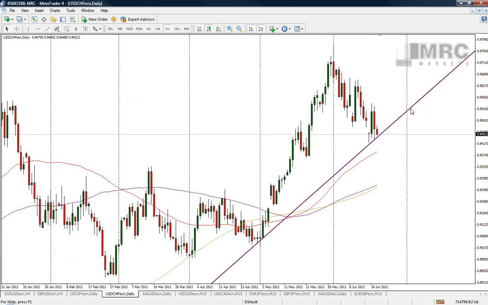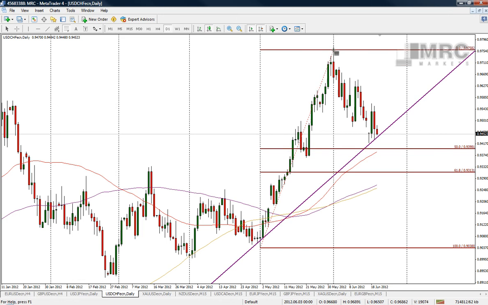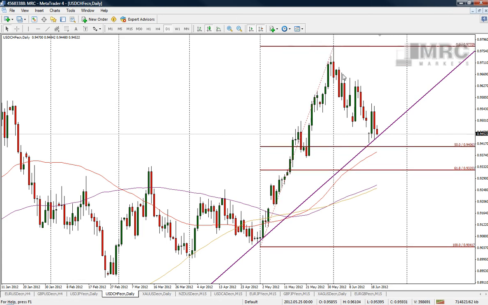Just nick that up a bit. And in terms of the fibs, the fib I'd automatically look at is from that recent dip there to the highs, and we're coming shy of the 50%, but it looks like it's wanting to come back down a bit. But of course you can't ignore this trendline support.